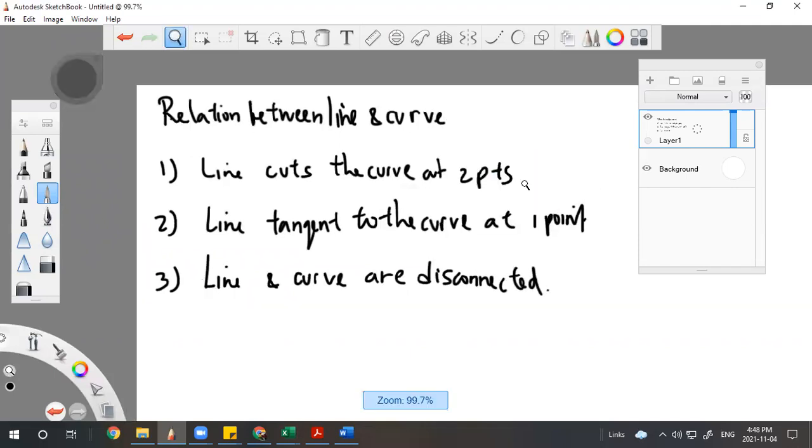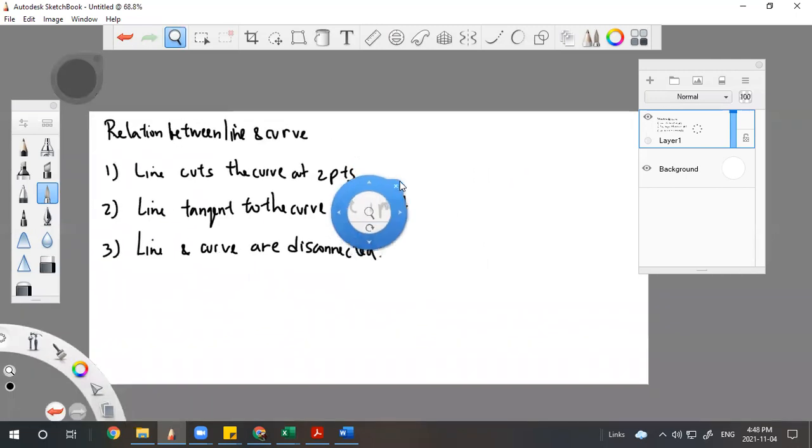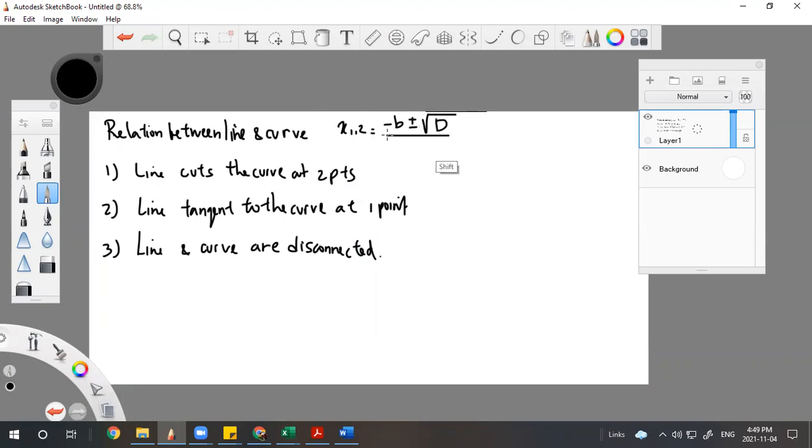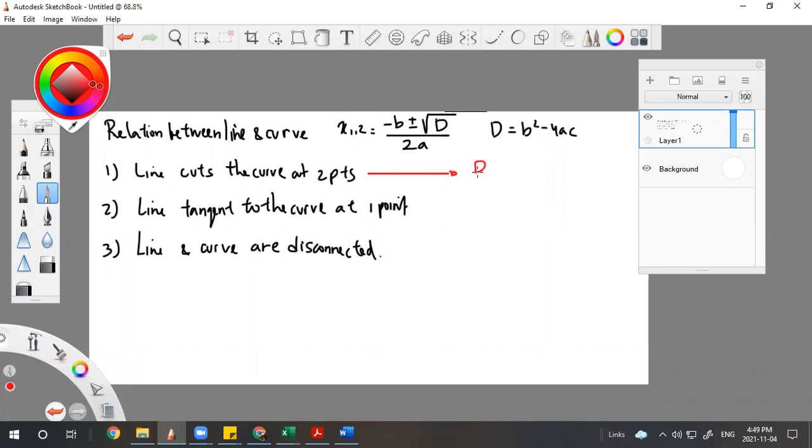Okay, so if the line cuts the curve at 2 points, as we know, the previous formula is x equals negative b plus minus square root of d over 2a. I can write the d as the discriminant, b squared minus 4ac. When the line cuts the curve at 2 points, the plus and minus d give different values, right? So it has to be d more than 0.